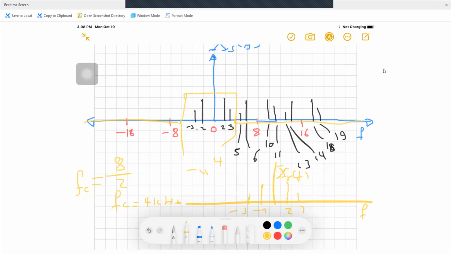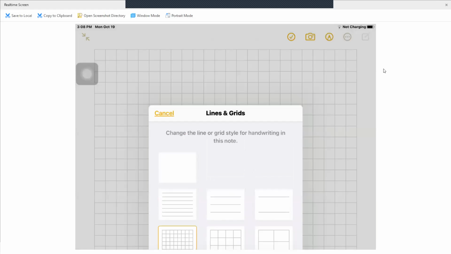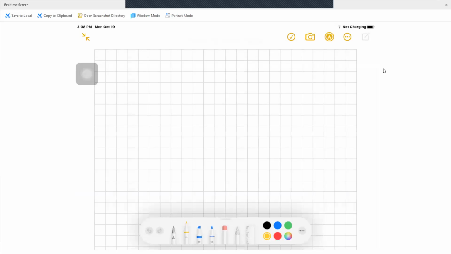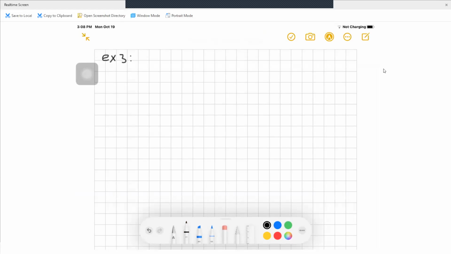Now I'm going to go to a new example, which is example number 3. It's a very important example, really. Please look at example number 3.